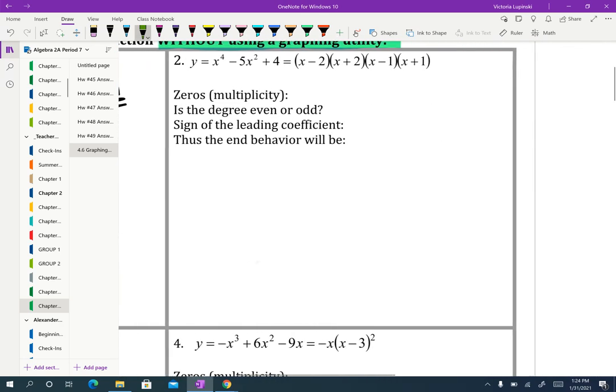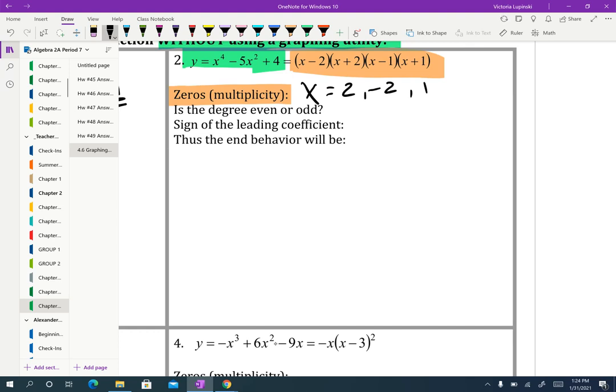Let's go ahead and take a look over here at number two. Again, here in number two, you have both standard form on the left and then factored form on the right. We're going to always need factored form in order to have our zeros. So from left to right, looks like +2, -2, +1, and -1. And those are all multiplicity ones.